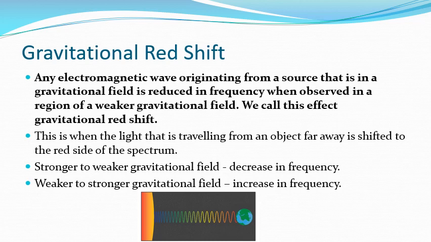So the sun has a greater gravitational field. That's why it's got the blue end and the red end at the Earth end, because it's got a smaller gravitational field.